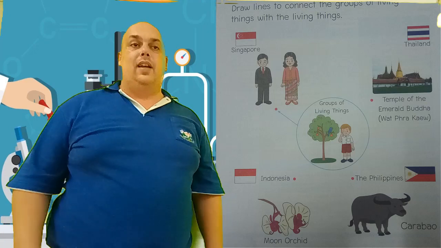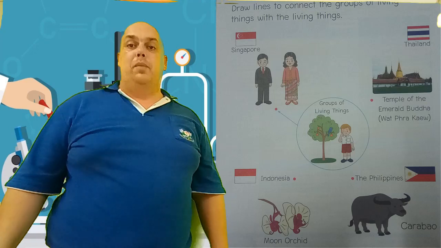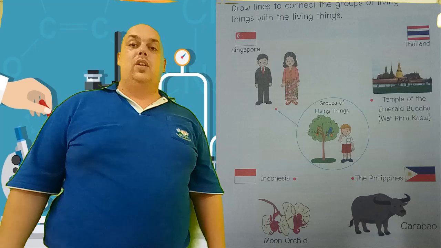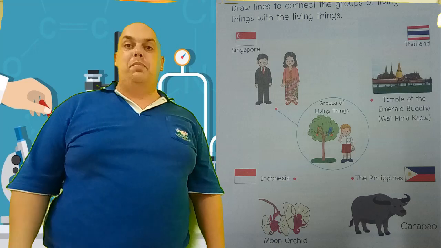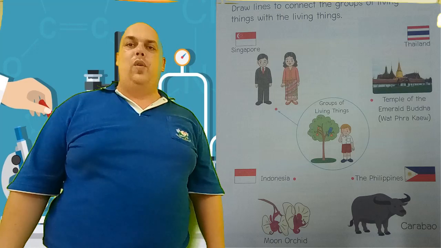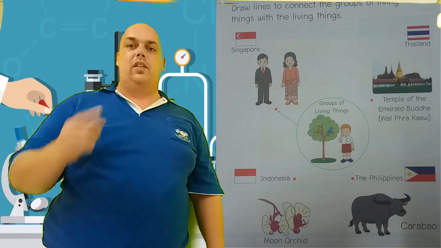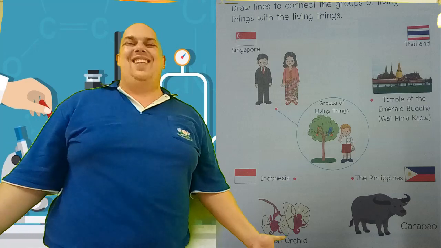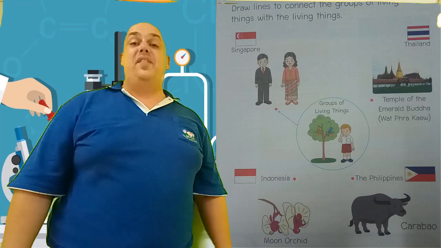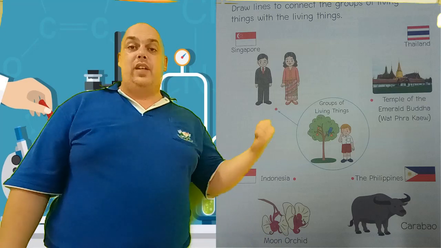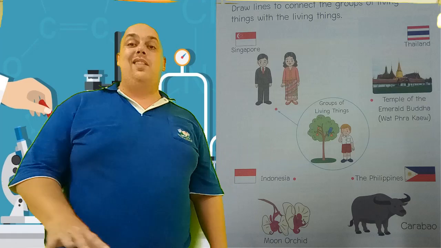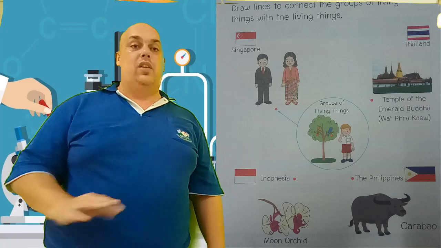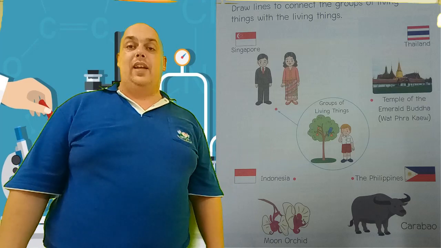So let's start with the people of Singapore. So those are two people. Are people living things? Yes, like you and me. Are we alive? Yes, of course we are. We are living things. Now, as you can see, that line is already finished in your book. So you don't have to draw that line. You can trace the line, but you don't have to draw the line by yourself.